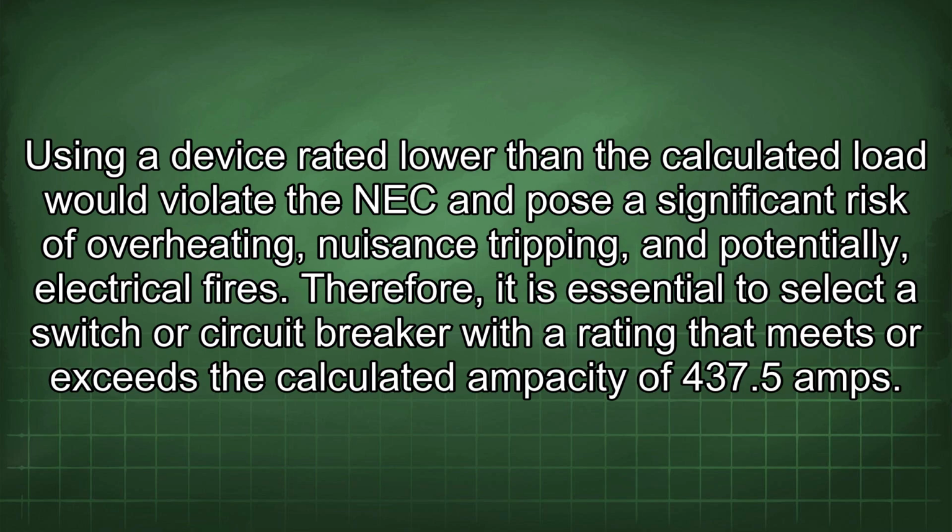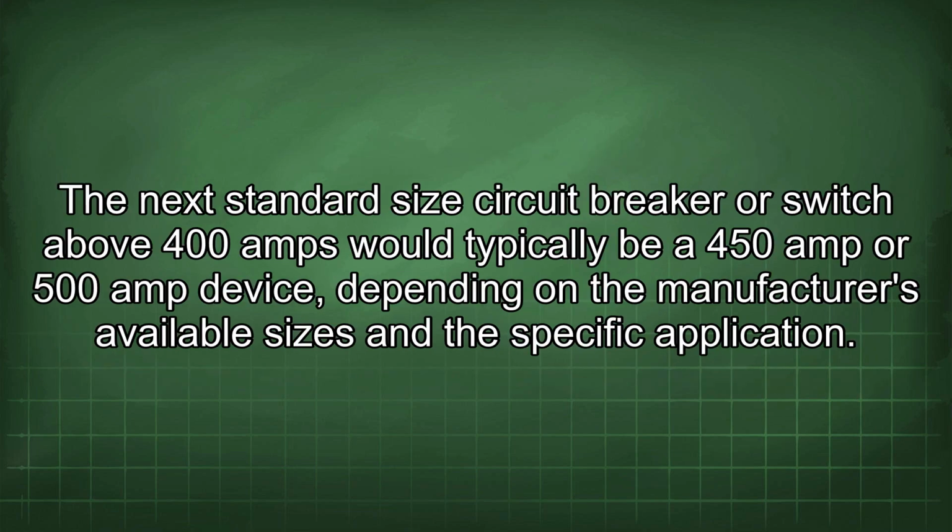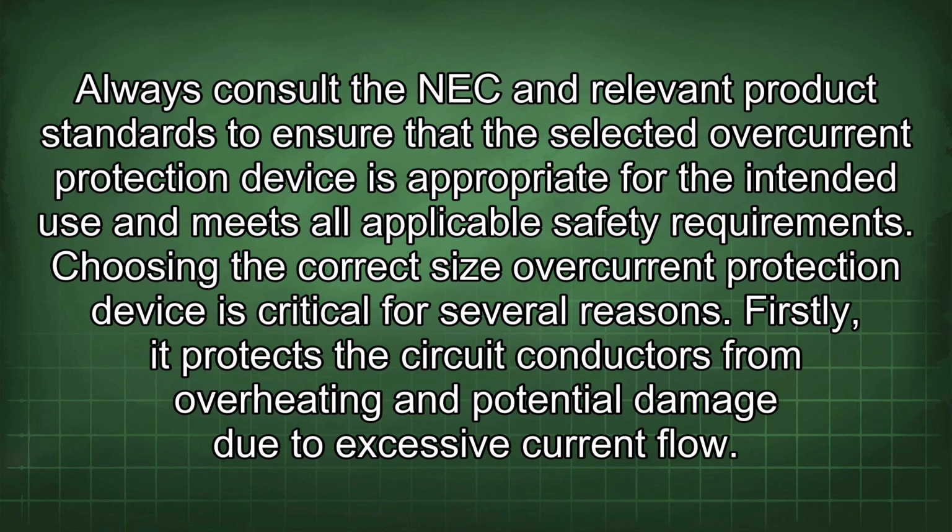Therefore, it is essential to select a switch or circuit breaker with a rating that meets or exceeds the calculated ampacity of 437.5 amps. The next standard size circuit breaker or switch above 400 amps would typically be a 450 amp or 500 amp device, depending on the manufacturer's available sizes and the specific application. Always consult the NEC and relevant product standards to ensure that the selected overcurrent protection device is appropriate for the intended use and meets all applicable safety requirements.